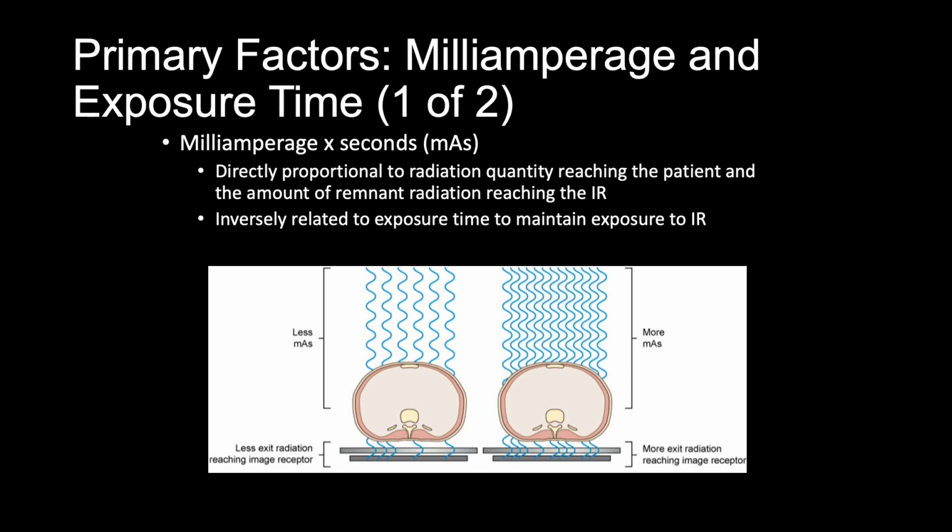Because mAs is the product of milliamperage and exposure time, increasing milliamperage or time has the same effect on the radiation exposure. Shown in figure 11-2, mAs and radiation exposure, it's showing that as the quantity of X-rays is increased, the exposure to the image receptor proportionally increases. So it is directly proportional. On the left, there is less mAs, and also less exit radiation reaching the image receptor. On the right, we have more mAs, which means more exit radiation reaching the image receptor.